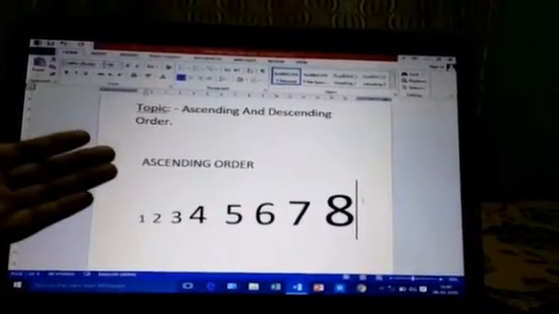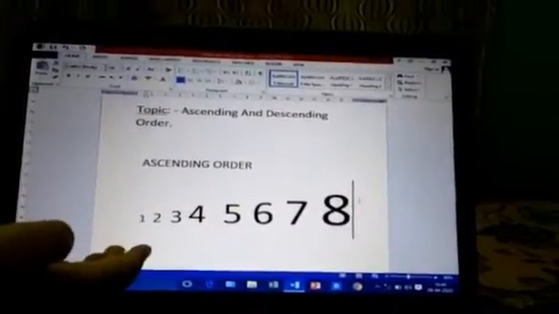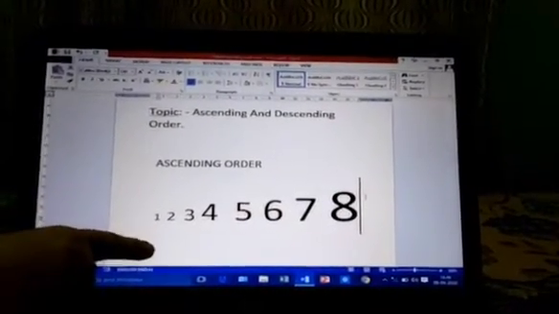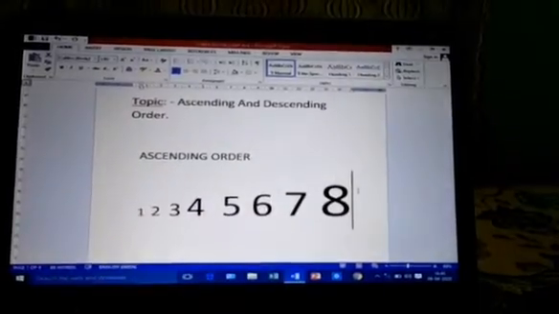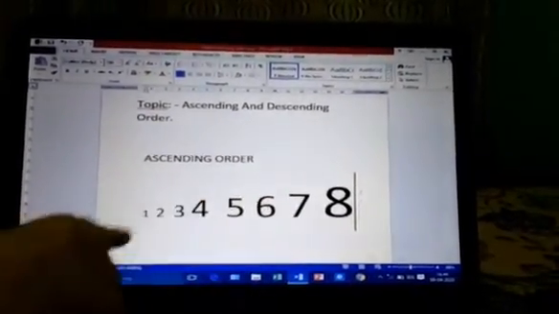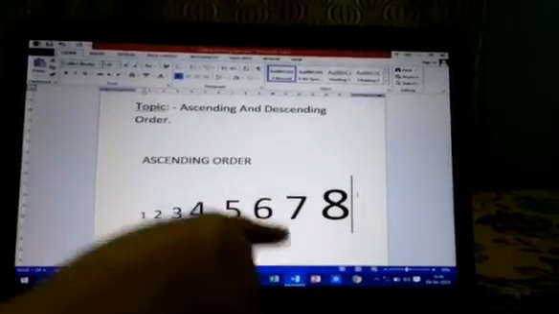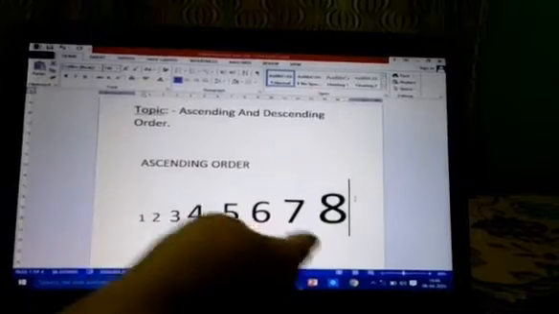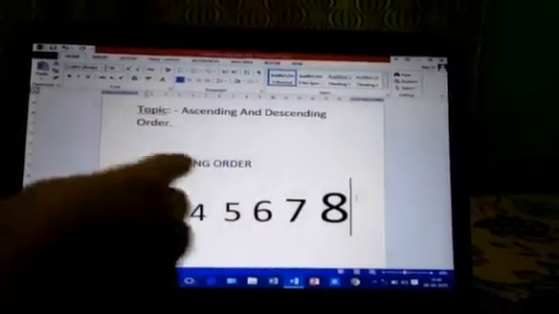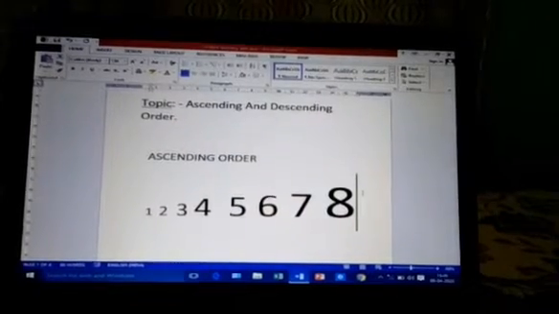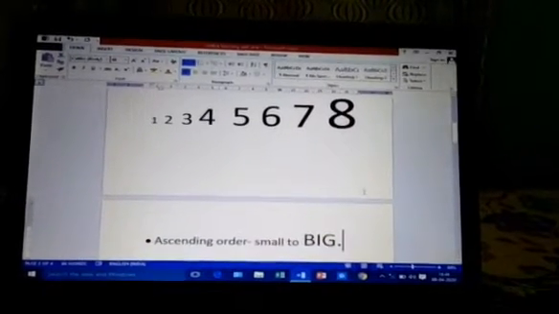You can see over here the numbers are written from 1 to 8. Okay, 1 is the smallest number and 8 is the biggest number. So here the numbers from 1 to 8 are arranged from small to big. You can see 1, 2, 3, 4, 5, 6, 7, 8. This is how we are going to arrange the numbers from small to big. So ascending order means to arrange the numbers from small to big.